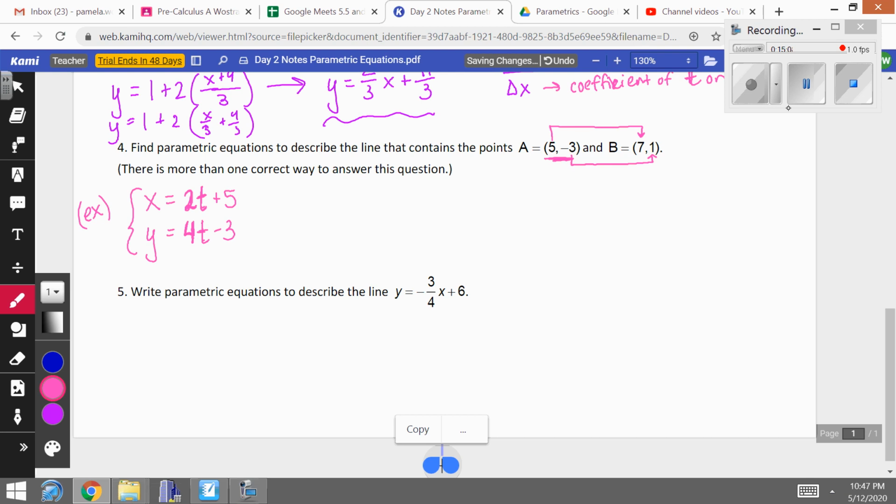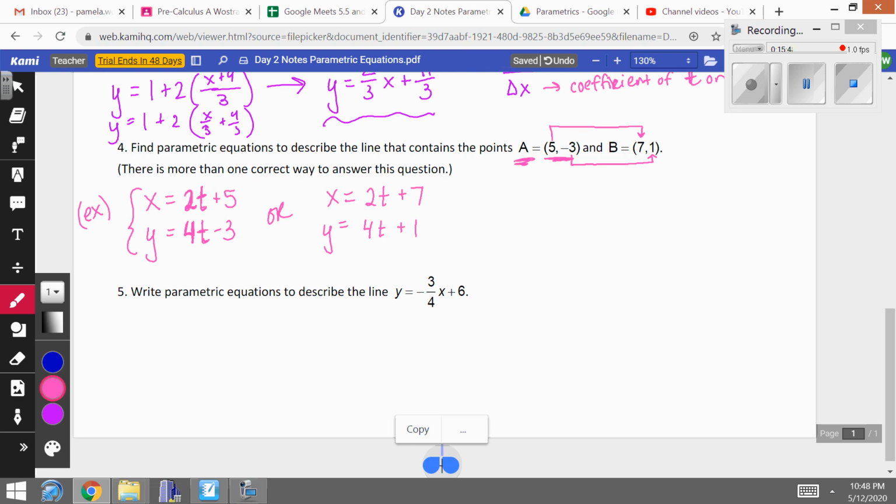Now, the 5 and the negative 3 came from calling this point A, at time 0. If time was 0, 2 times 0 plus 5 would give me the x position of 5, and 4 times 0 minus 3 would give me the y position of negative 3. Again, there are other possible answers. Did we know that it necessarily started at 5, negative 3? No, we did not. So we could use the same coefficients, but say point B was the initial position, so that would be a plus 7 and a plus 1.